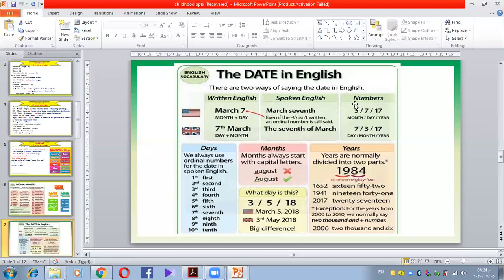طيب if you are gonna write them as numbers, بنكتب المنث الاول as well. المنث الاول اللي هو مارش اللي هو 3 وبعد كده الداي اللي هو 7 بعد كده الير. البريتش انجلش no it's not. بيكتبوا الداي الاول بعد كده المنث. طب وهقراه ازاي؟ بنقراه بقى the 7th of March. The 7th of March. Okay?